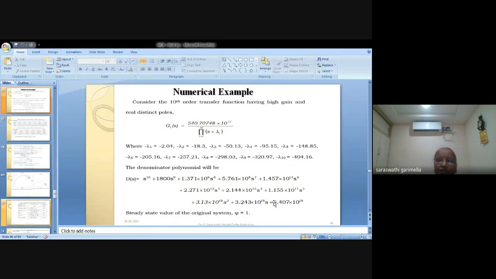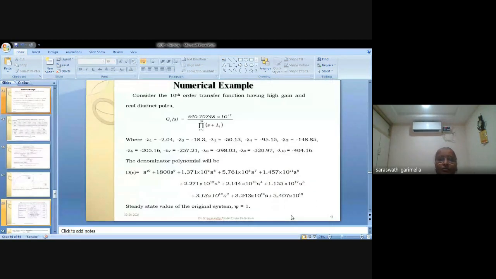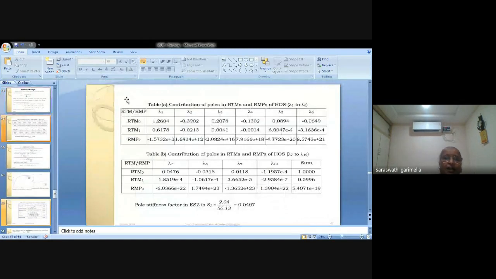Actually, if you see, this is 5.407 times 10 to the power of 19, and this is also 5.4 times 10 to the power of 19. So the ratio of these is 1, so the steady state value is 1. And I calculated RMPs and RTMs. Lambda 1 to lambda 6 I wrote in this table, and lambda 7 to lambda 10 I wrote in this one. So the contribution is this RTM1 part. If you add all contributions, you will get the time moment, that is 1.